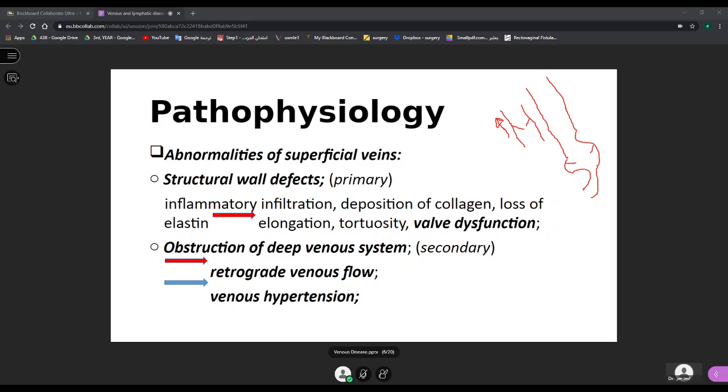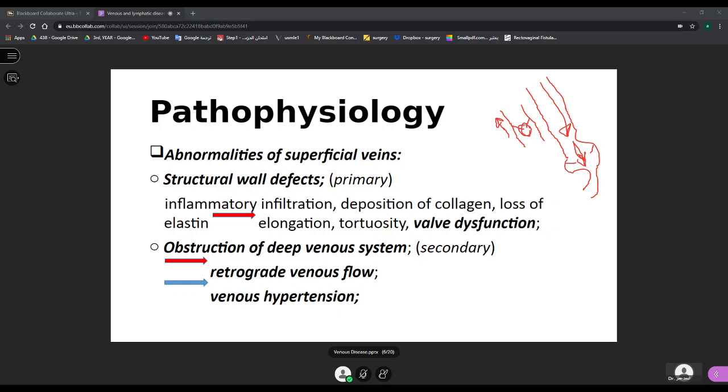valve, and then what will happen, instead of having the valve competent here, which is very competent, not allowing blood to flow back, here the valve will be incompetent, and this will allow blood to flow back from the deep system into the superficial system, and this will result in tortuosity. So this is one theory explaining the pathophysiology of varicose veins: valvular dysfunction in the perforators, which connect the superficial system and the deep system.